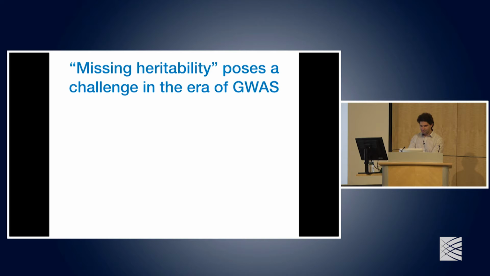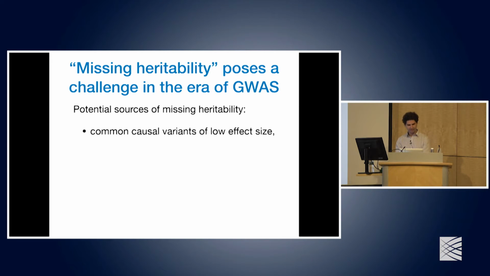There are a lot of potential sources often cited for missing heritability. One possibility is that there are common causal variants of low effect size, and due to their low effect size, the GWAS simply have been underpowered to detect these effects. Another possibility is that the causal variants are actually rare, and again, this creates a problem of power if the GWAS is too small.